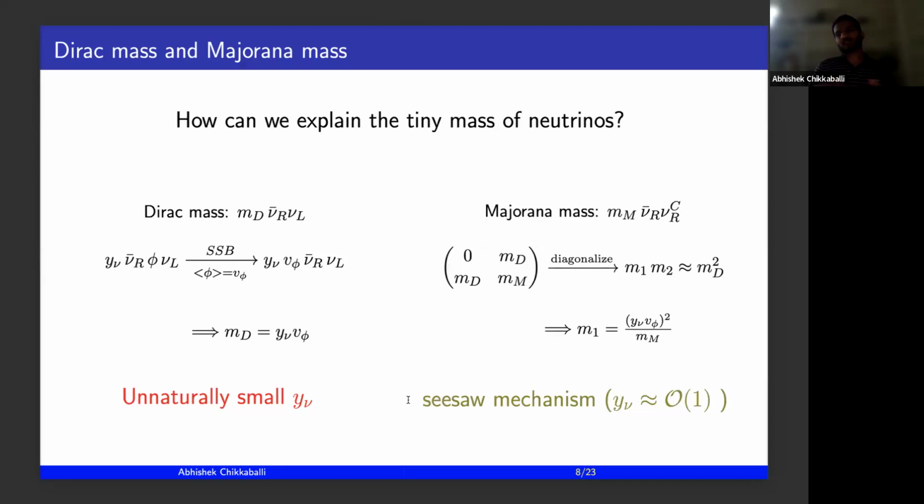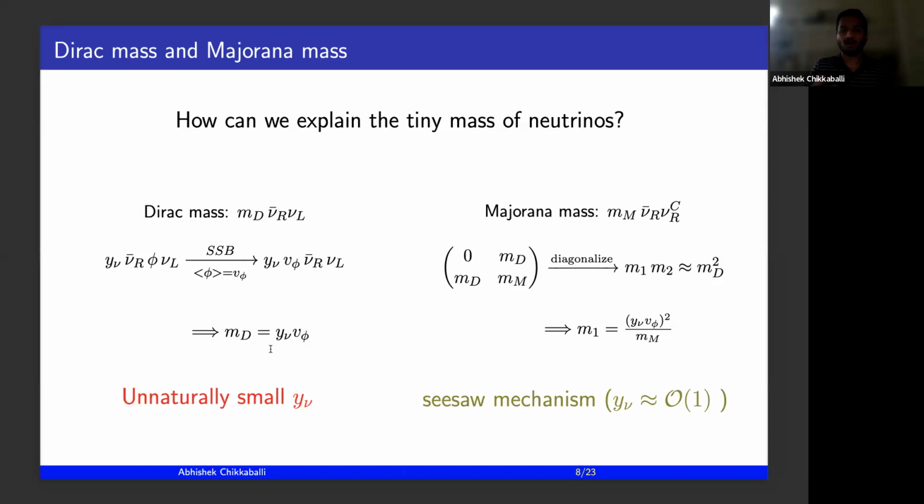Note that there are two ways to explain the tiny mass of the neutrino. One way is where the Yukawa coupling of the neutrino is quite small. I mean, it should be 12 orders of magnitude smaller compared to the top quark Yukawa coupling. And in this case, after the spontaneous symmetry breaking, the neutrino acquires a Dirac-like mass term.